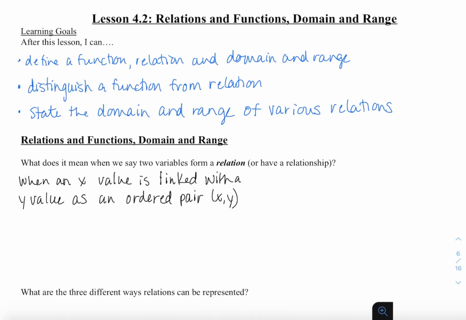The root word here, relationship, think of like a friendship. X and y are friends, and they're linked together as an ordered pair. They're partnered together as an ordered pair. So the other thing I want to emphasize is that this could be random or in a pattern. And the way I want to demonstrate this is by just giving an example, a graphical example.